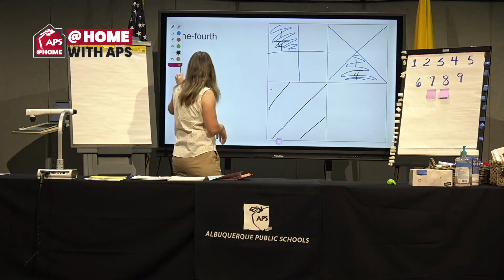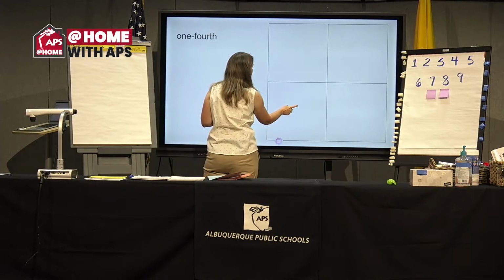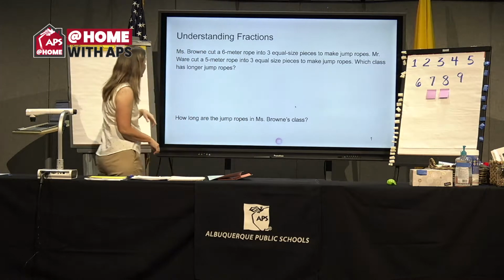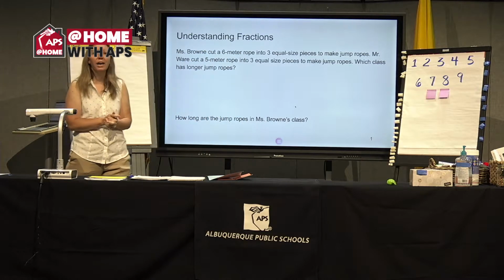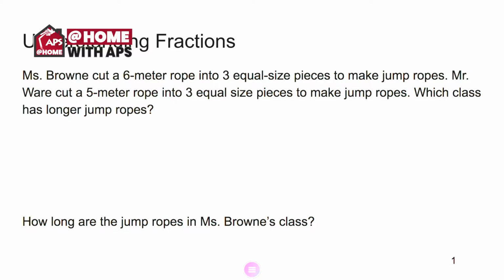All right, so let's go ahead and get into our work today. So we're working with understanding fractions all week. You guys are lucky and get to do fractions with me. Mrs. Brown cut a 6-meter rope into 3 equal-sized pieces to make jump ropes. Mr. Ware cut a 5-meter rope into 3 equal-sized pieces to make jump ropes. Which class has longer jump ropes?